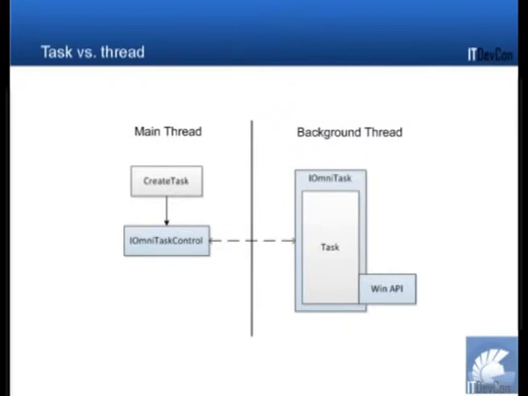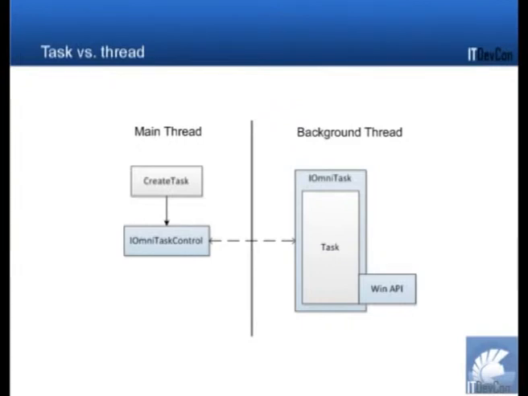So the main division here is basically you use OmniThreadLibrary by calling CreateTask. This is a low-level construct. You give it the code that has to be executed. And this CreateTask will generate two interfaces. One is IOmniTaskControl and one is IOmniTask. So your task now runs in a secondary thread, and it can communicate with this interface back with the owner.